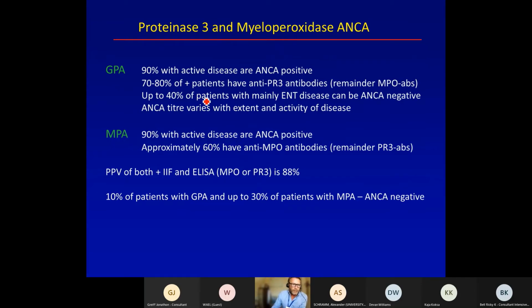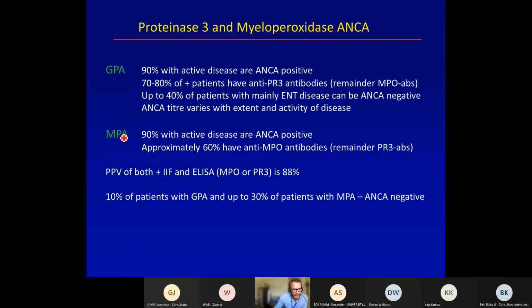So the disease association. Most people with active GPA have detectable ANCA. The majority of those are anti-PR3 antibodies. The remainder are MPO antibodies. The key thing is that a significant number of people with vasculitis will be ANCA negative. Particularly if you've got organ-limited disease, there's a high chance that you will be ANCA negative. So up to 40% of patients with mainly ENT disease will be ANCA negative.